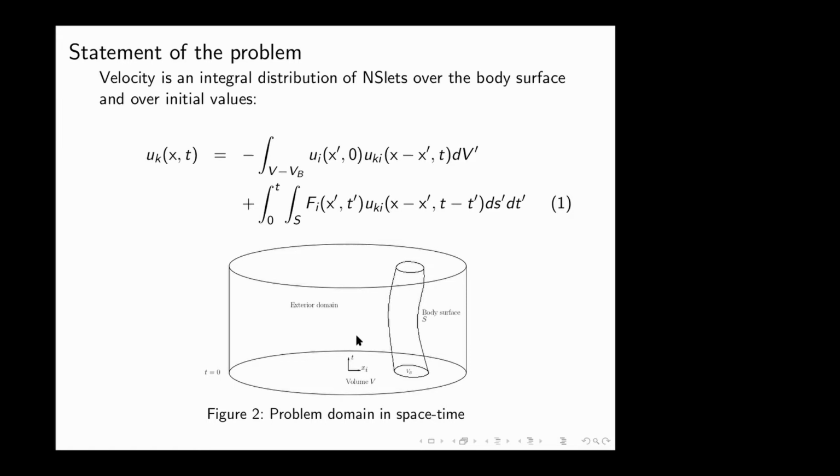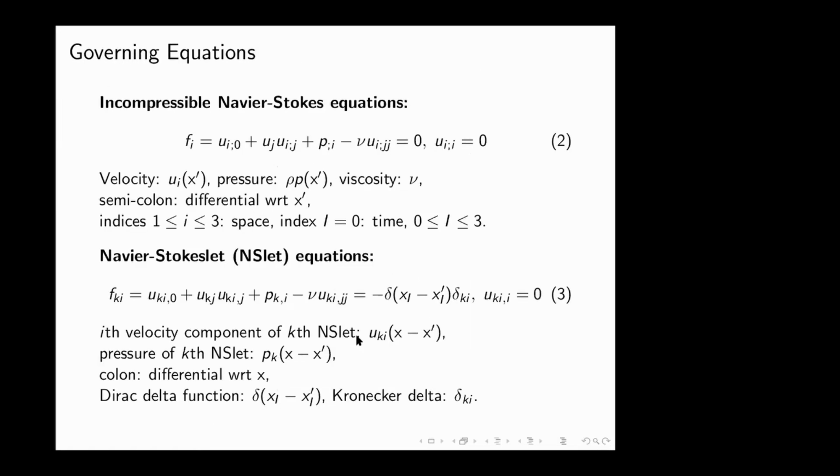Okay, so now the governing equations themselves. The primary equation that we're trying to solve is the incompressible Navier-Stokes equations. So it's given by equation 2 here, and it's quite condensed notation. It's the notation taken and adapted from general relativity.